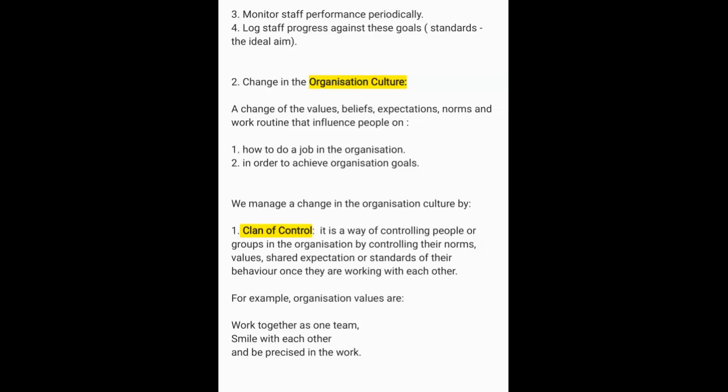How to manage a change through organization culture? We gather people according to their values, ways of thinking. We call this managing people by culture. We call it plan of control. It is a way people working together with the same way of thinking. They are thinking the same. They communicate according to specific values or goal. They have same behavior. They have same idea to share.